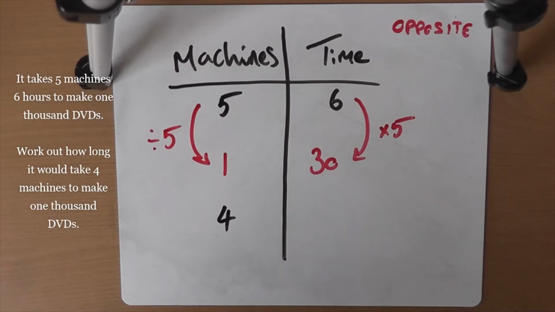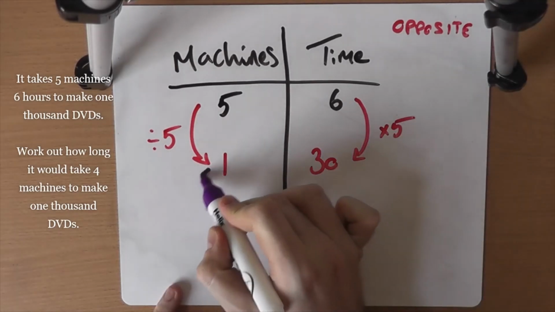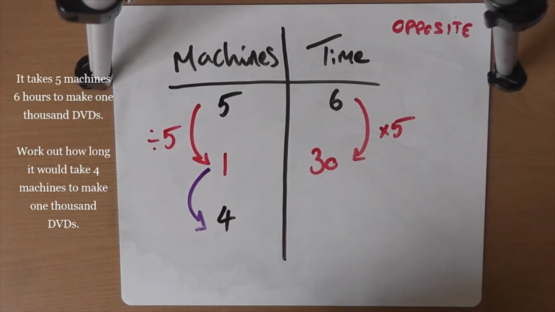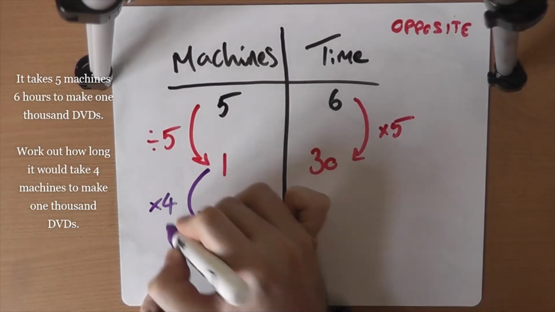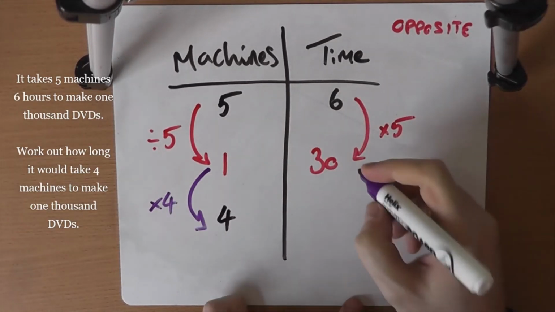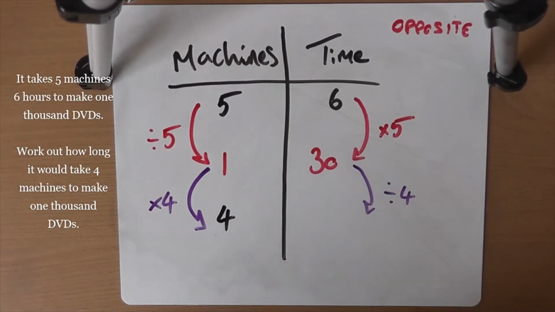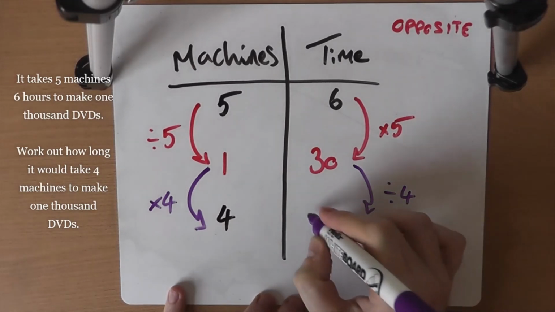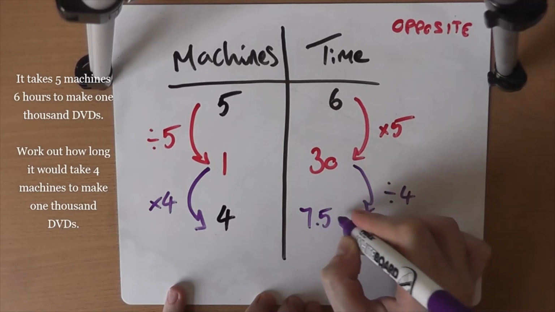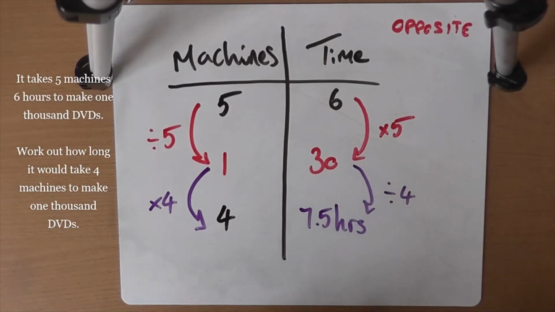Okay, well that's halfway there. Because now we don't have 1 machine, we have 4 times more machines than that. We have 4 machines, which means it will take 4 times less time to make the 1,000 DVDs. 30 hours, divide that by 4, 7.5 hours. Exactly the same setup, we just had to go via a middle value because it wasn't so easy to get from one to the other.